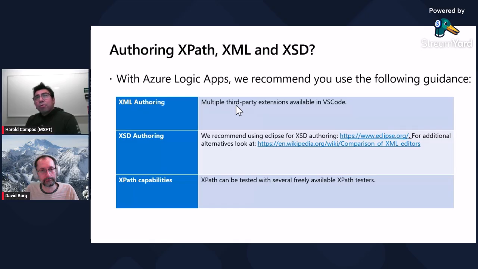For XML authoring, we recommend the use of multiple third-party extensions available in VS Code. There is no question that if you go and look for them, you will find them, and you will have plenty of options. For XSD authoring, we recommend using Eclipse. For XSD authoring, you can go to eclipse.org. If you are interested in looking at additional alternatives, please go to Wikipedia and see comparison of XML editors. And for XPATH capabilities, XPATH can be tested with several freely available XPATH testers.